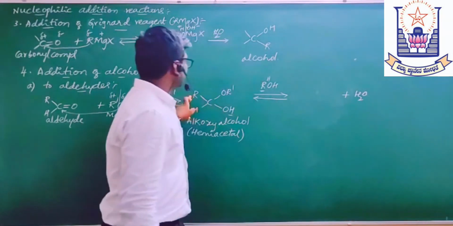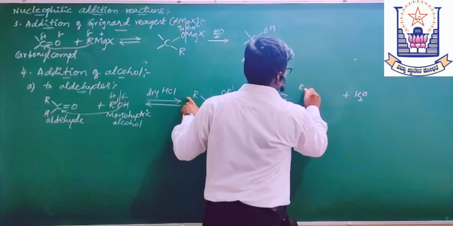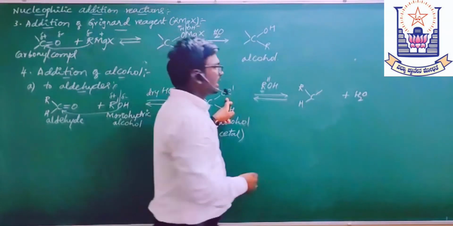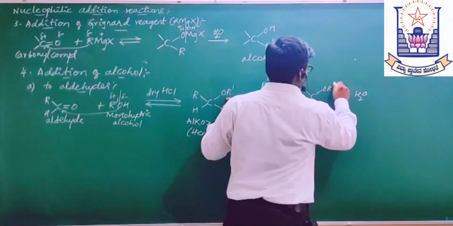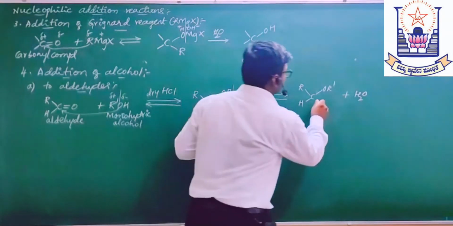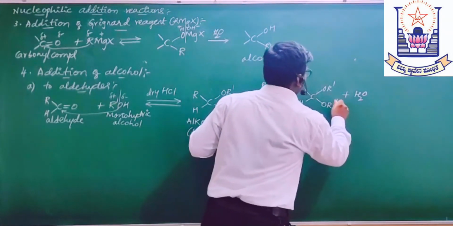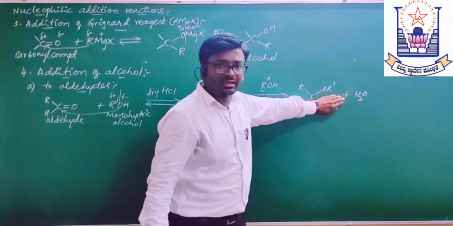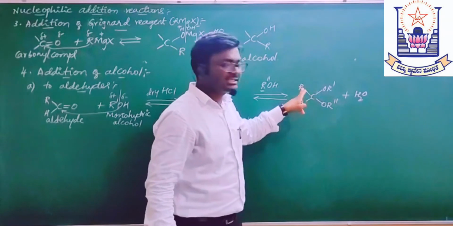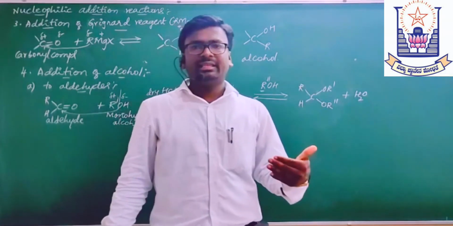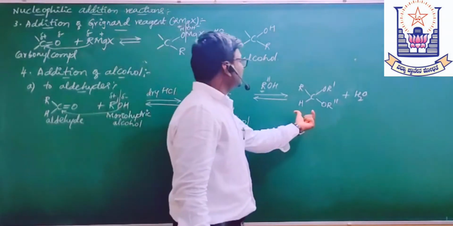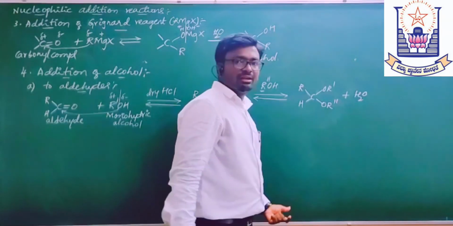Okay, now let's see that R CH. Here we have OR dash, and this is OR double dash. What it appears? This is one alkoxy group, this is another alkoxy group, and the remaining will be a CC single bond, and it is an alkane, or we can call it a hydrocarbon. See, this is called the acetal.